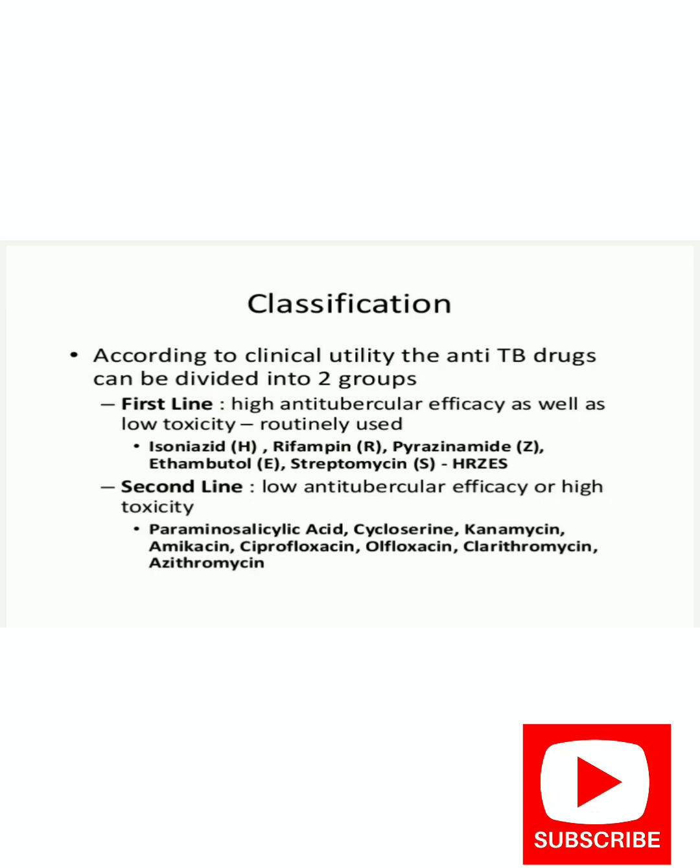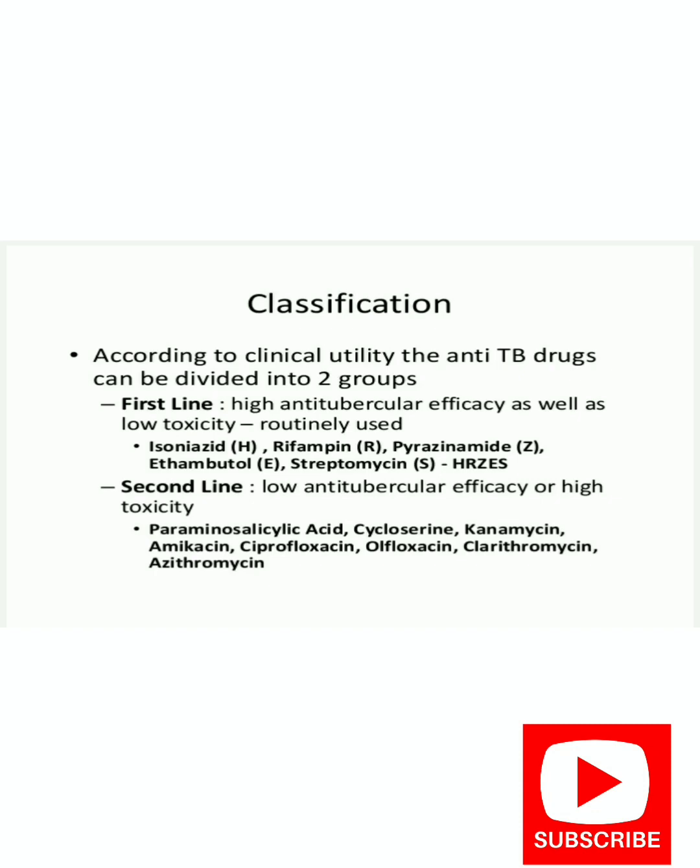The first line drugs have high anti-tubercular efficacy as well as low toxicity. These are routinely used. The second line drugs have low anti-tubercular efficacy or high toxicity, so they are not used routinely. In very severe cases, the second line drugs are used in combination with other drugs. The different types of first line drugs will be discussed going forward.